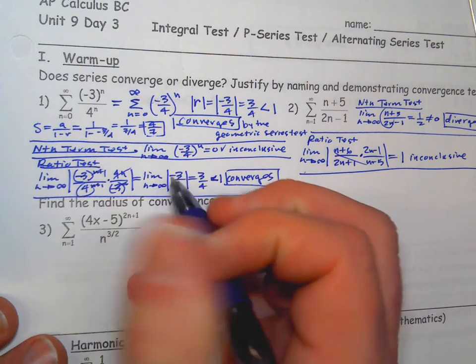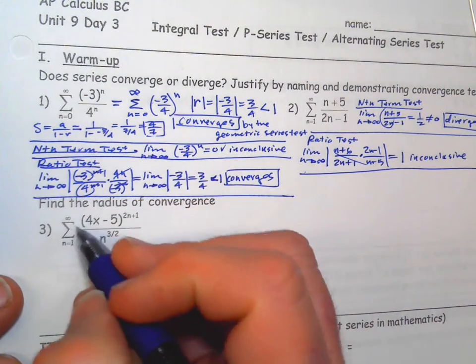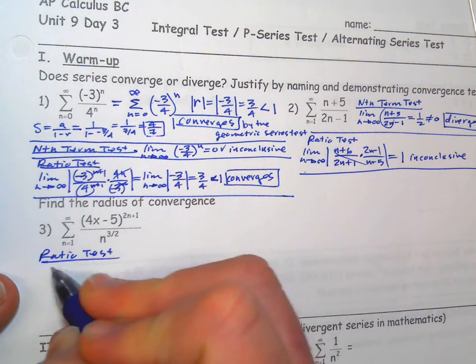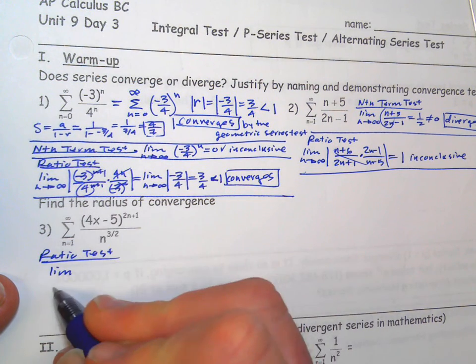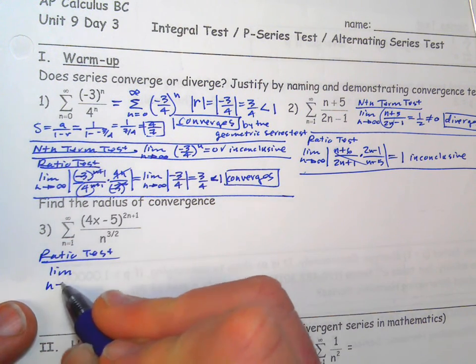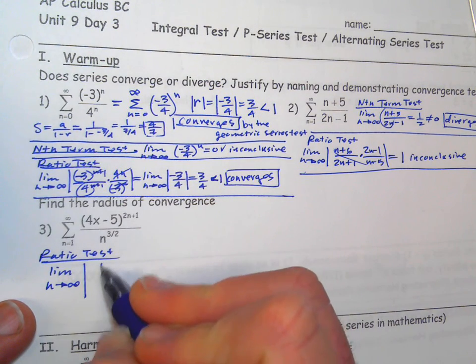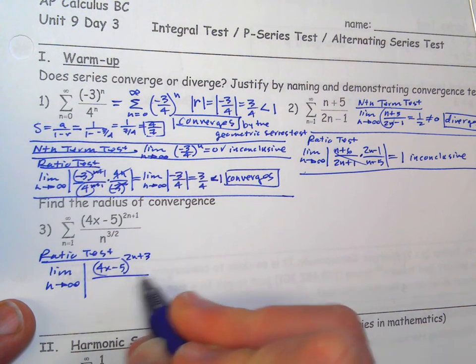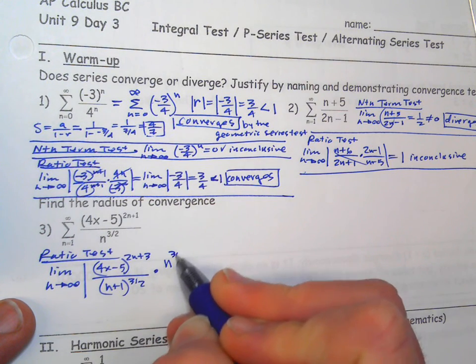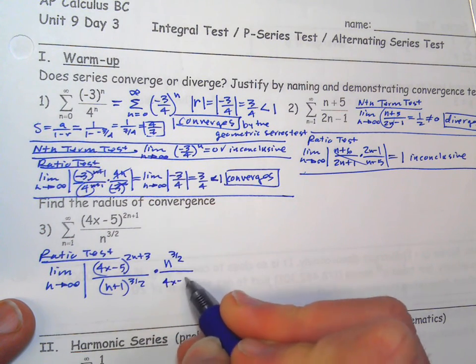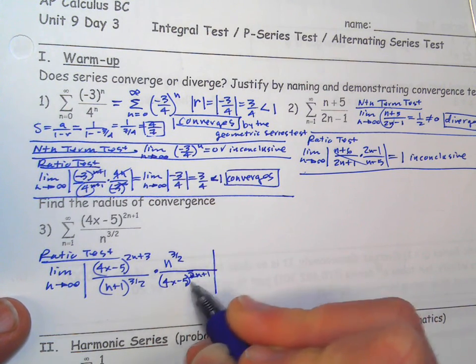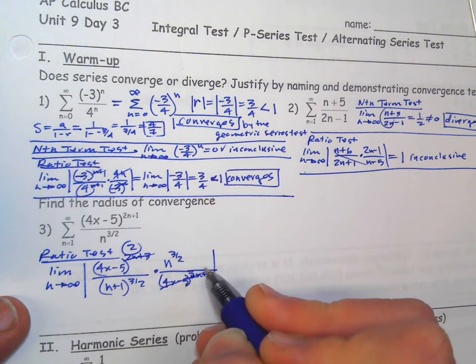All right, next one, we're trying to find the radius of convergence. So we go directly to the ratio test for power series. This is a power series. It has x's in it. Those other ones were number series. Limit as n goes to infinity, absolute value of 4x minus 5 to the 2n plus 3 over n plus 1 to the 3/2 times n to the 3/2 over 4x minus 5 to the 2n plus 1. Now let's use rules of exponents to help us out here. That's going to leave us squared.